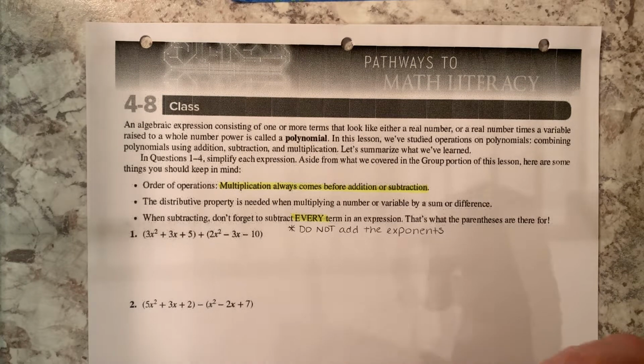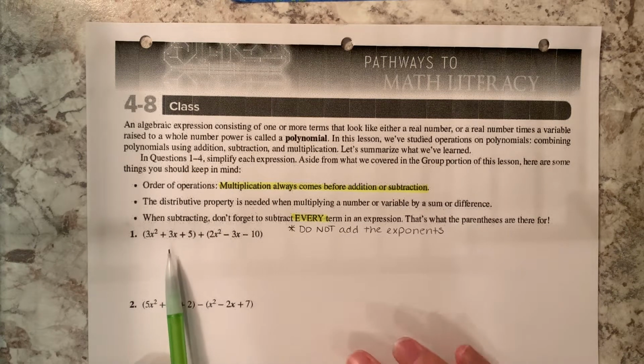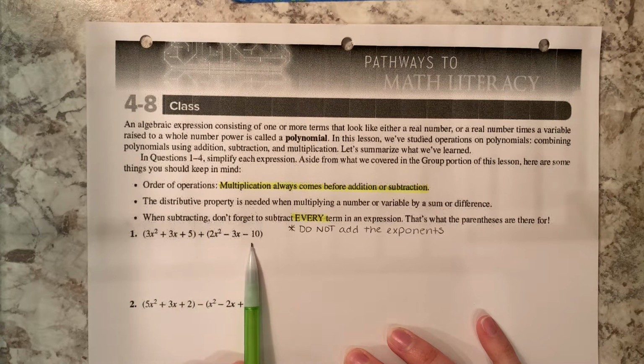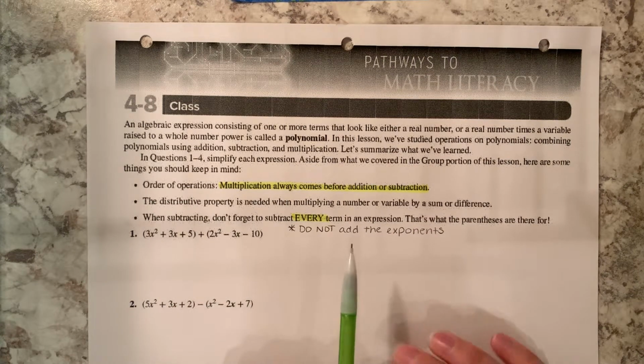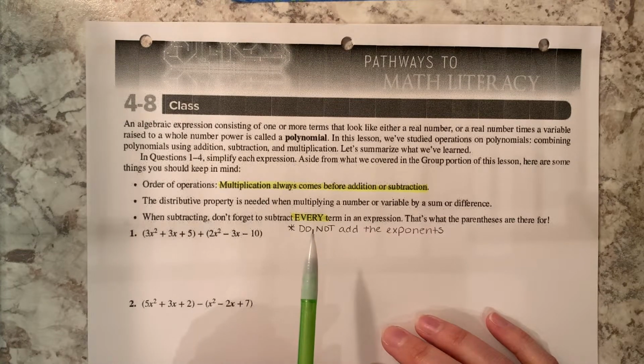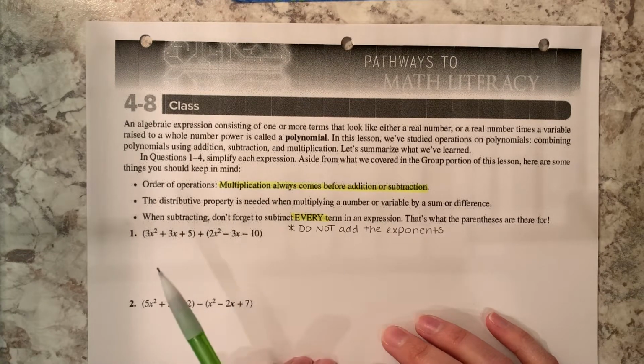To be honest, this in my opinion should have been the group portion because it's just a big review on algebraic operations. As you can see for question number 1, we're taking this first polynomial and adding it to the second polynomial. So I'm going to go through some tips to help you remember what to do and what not to do.